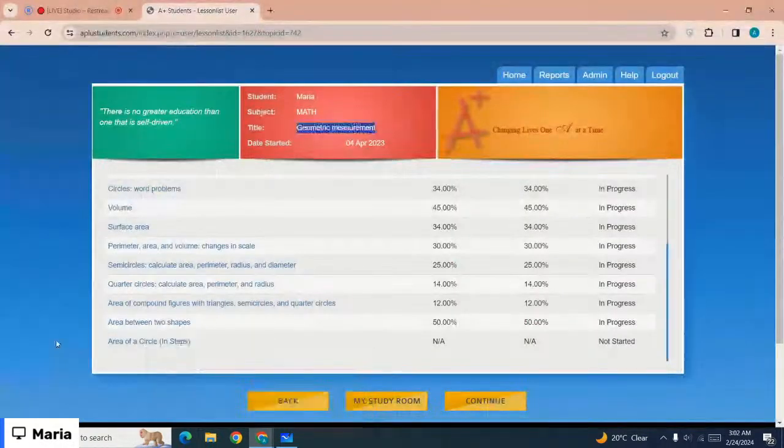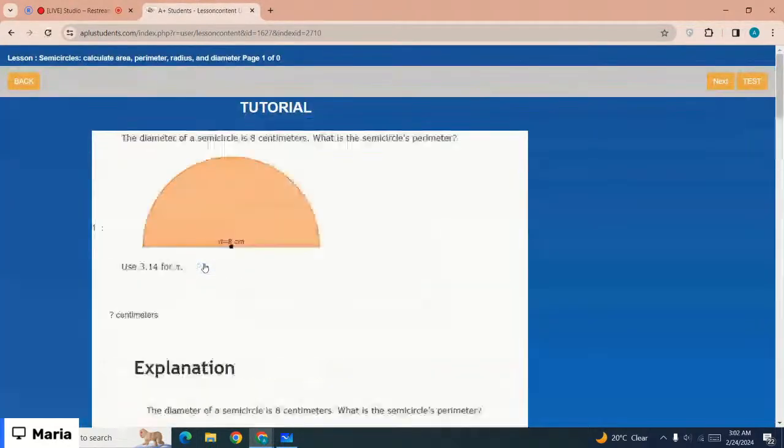Here I am on grade 7 math. Let's start with the lesson semicircles, calculate area, perimeter, radius and diameter. The semicircle is a half circle. The diameter of a semicircle is 8 centimeters. What is the semicircle's perimeter? You need to calculate the semicircle's perimeter.